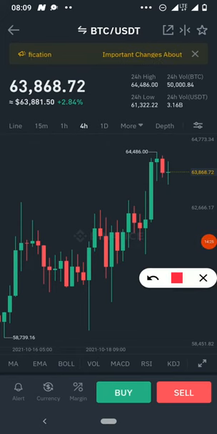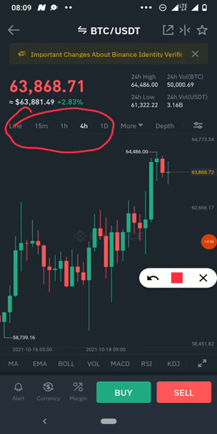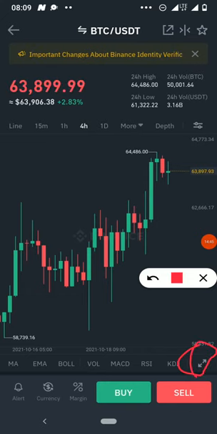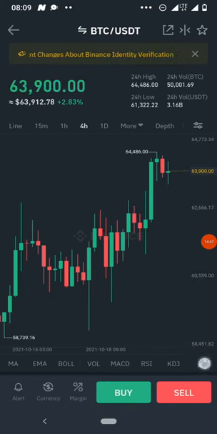Now for me to zoom in, this is the time frame like I discussed earlier. If you want to go to the 1 hour, the daily, or the 4 hour, for you to zoom in the chart you have to make use of this over here. Now we are zooming the chart.